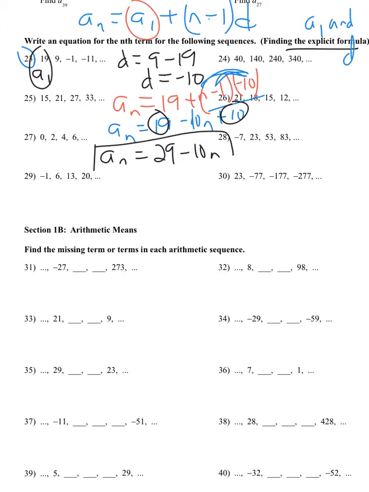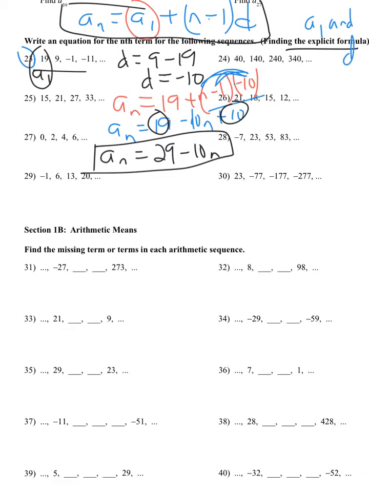So that's what we call the explicit formula, using the nth term formula, but getting more specific for this particular sequence. Remember, this general formula is for any sequence. We're just getting a little more specific, knowing what a1 and what d are. Okay, let's go on now to section 1b, and we're going to find the arithmetic means.